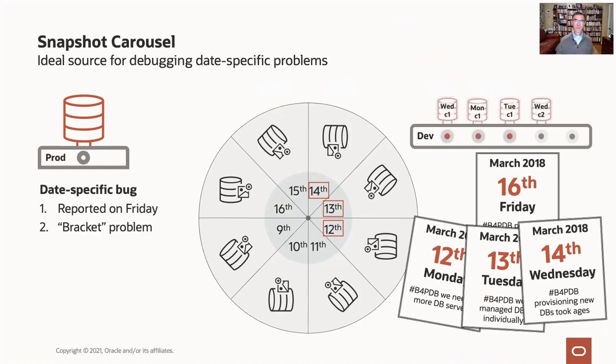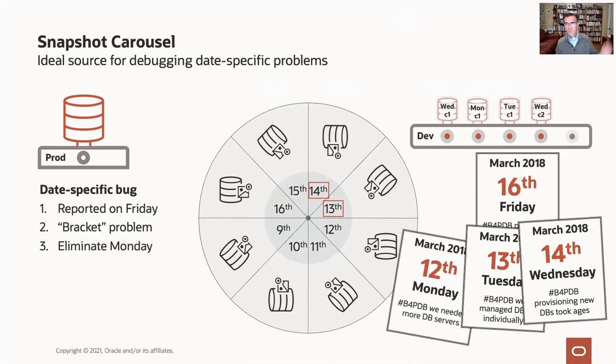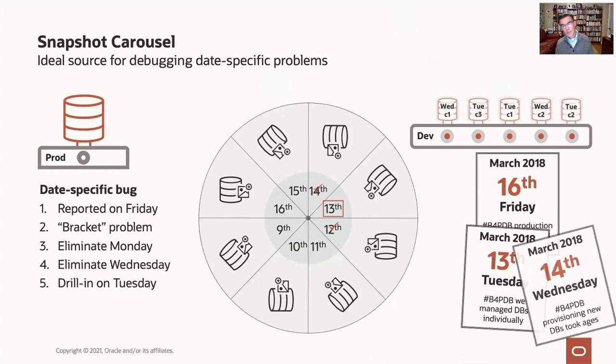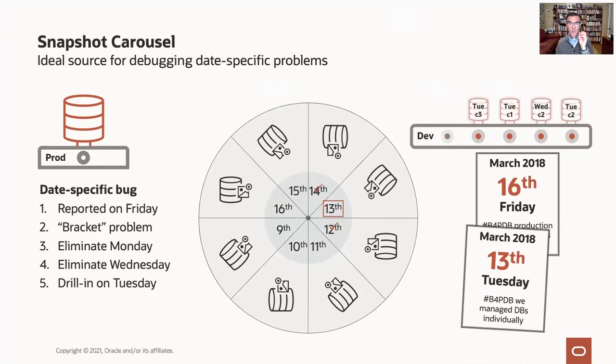You take clones from the snapshots from Monday and Tuesday and Wednesday and run tests to see whether the problem shows up. Now, the problem was not reproducible on Monday, so we eliminate that date. And further testing shows that the problem shows up already on Tuesday. So we can eliminate Wednesday too, and now drill in to Tuesday in more depth. And you'll notice how agile this process can be.